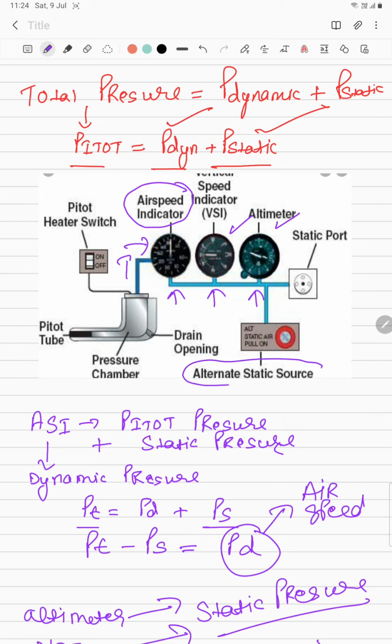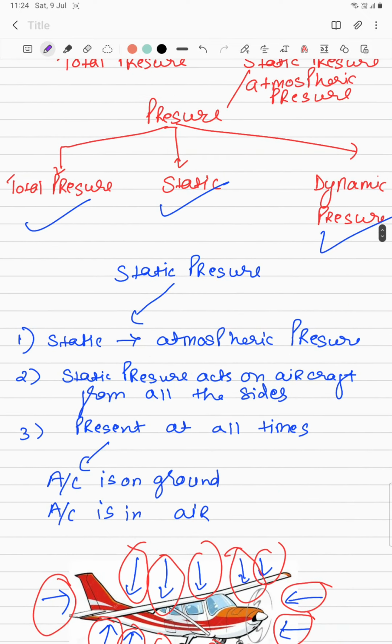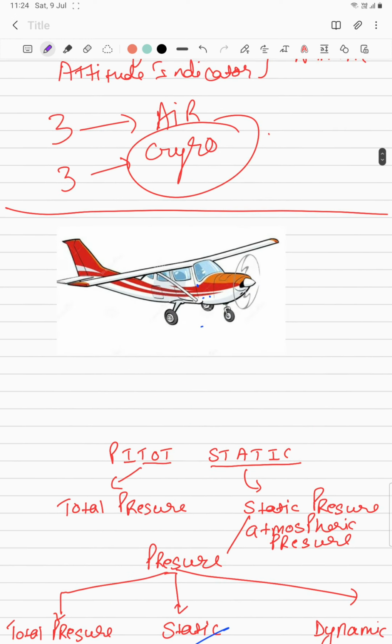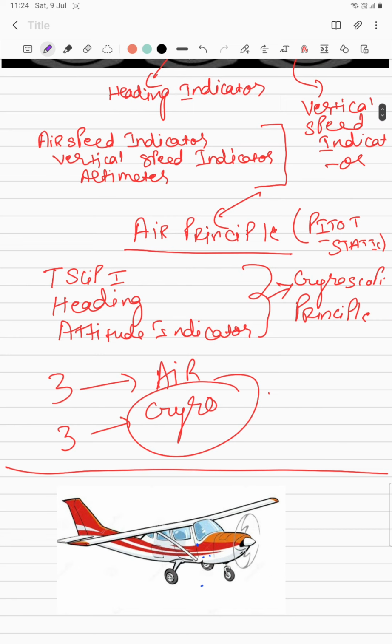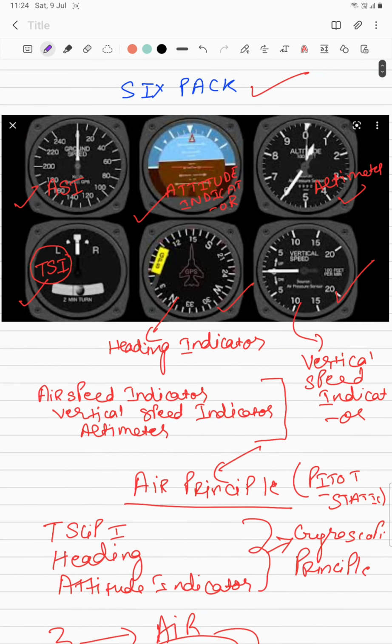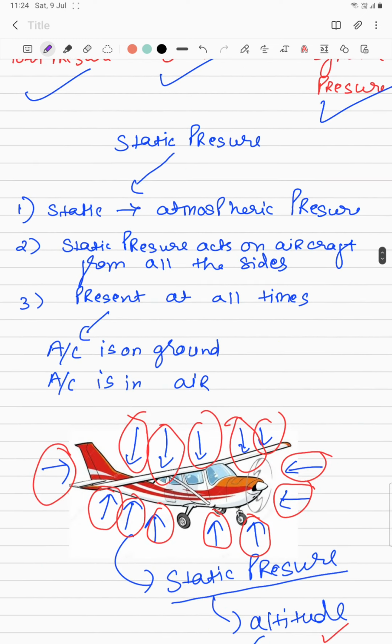Now what is your alternate static source? Why do we use the pitot heat, for what purpose? We will talk about this in detail in the next video. The purpose of today's video was to make you understand what is the dynamic pressure, what is the static pressure, what is the total pressure, and what factors your static pressure depends upon, which we talked about: it depends upon your altitude. The higher you go up, the less is your static pressure. And we have studied the dynamic pressure.